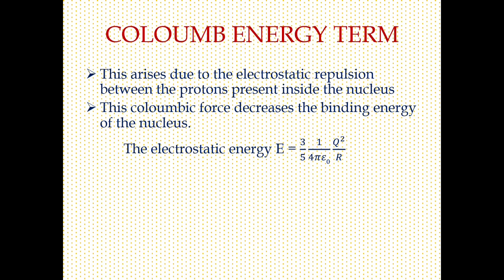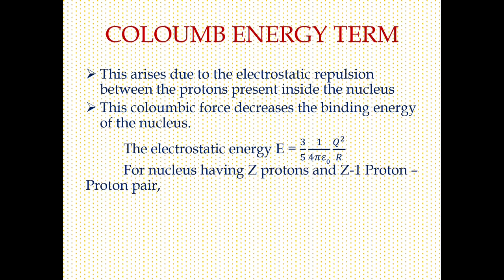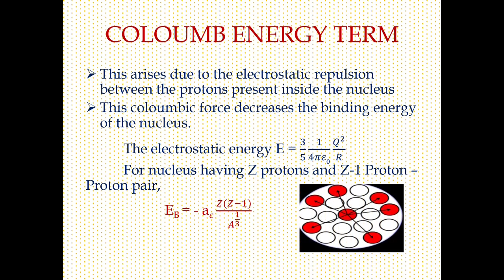In general, the electrostatic energy of the nucleus E is given by 3/5 × 1/(4π ε₀) × q²/r. In case that particular nucleus has Z protons and Z minus 1 proton pair, you can write Z(Z−1) in place of q², and replacing capital R equal to r₀A^(1/3), we get E_B equal to, writing all the constant terms by means of a constant A_C, minus A_C Z(Z−1) divided by A^(1/3). In the diagram you could see the red pairs are the protons. The electrostatic repulsion existing between the protons will try to destabilize the nucleus.